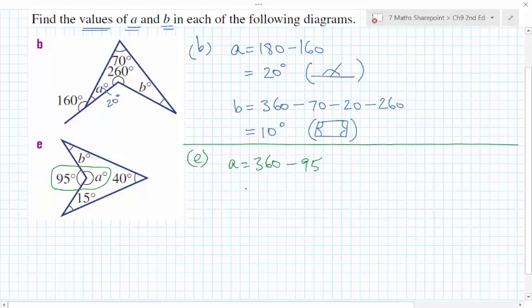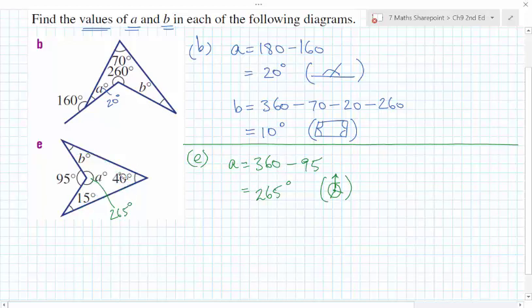Okay, and so what that's going to give me is 265 degrees, and that's because at any point I know that the angles around that point must be 360 degrees. Okay, so if I then have a look here, I now know that that angle there is 265 degrees.